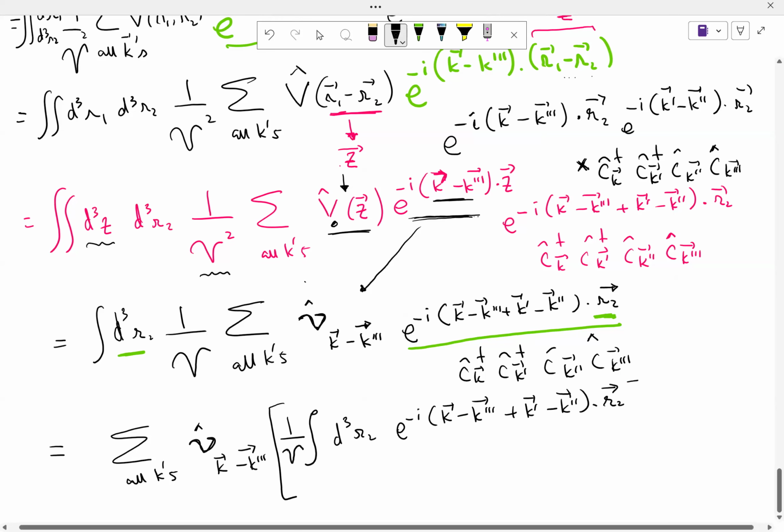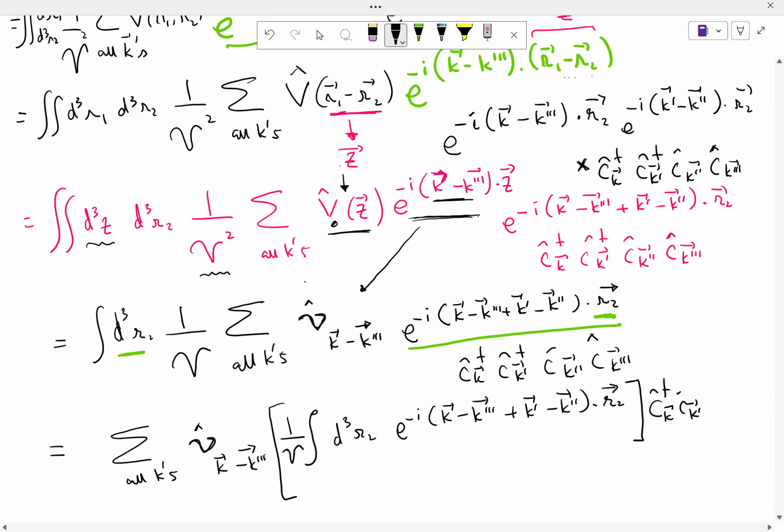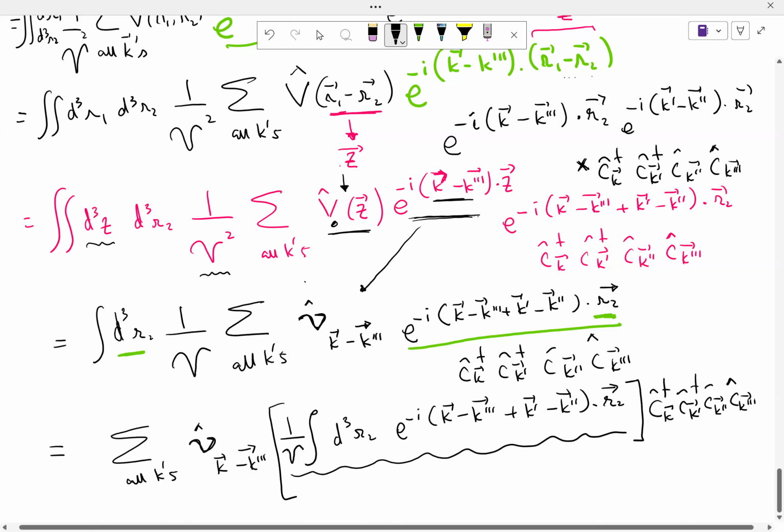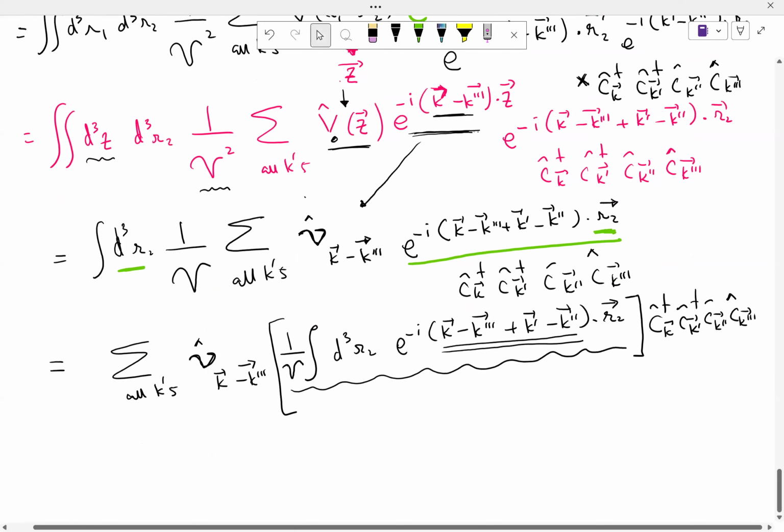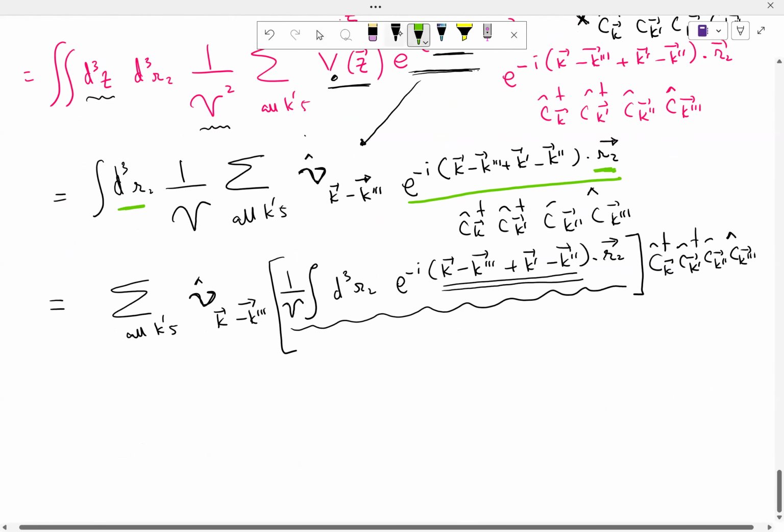R2, followed by my creation and annihilation operators. Now, once again, this is a Dirac delta function, where this term is to be 0, correct? So all of this then becomes the sum over all k's, V of k minus k triple prime, a Dirac delta function.